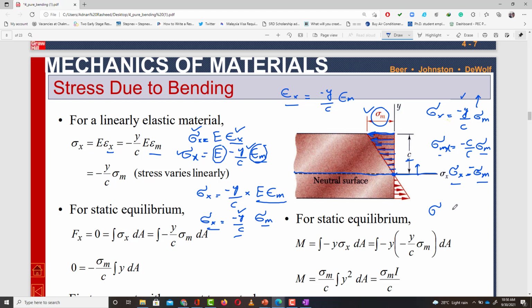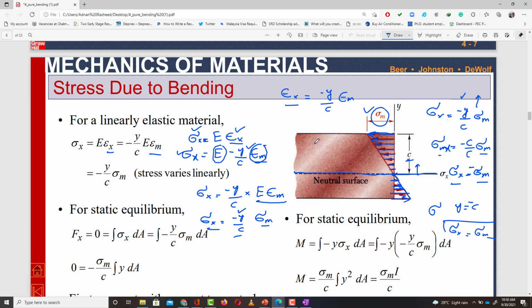Similarly, if y is increasing downward below the neutral axis, the stress will increase. If you put y equal to minus c over here, sigma x will be equal to sigma m, not minus, but positive. So the stress varies linearly, and it will be the maximum at the outer layer. So this was all about the stress distribution in a beam under bending or couple. Clear?